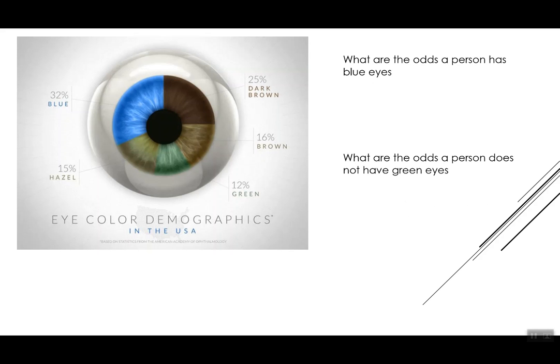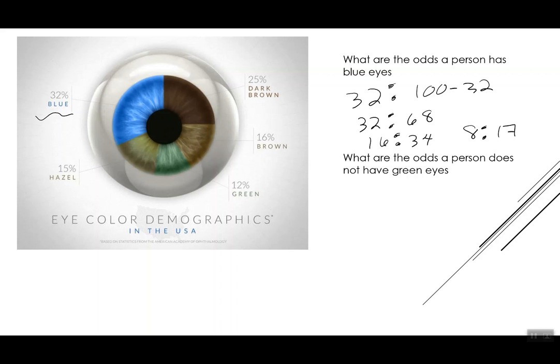Let's look at eye color. What are the odds a person has blue eyes? When I look at this picture, I can see blue is 32%, so let's write 32. Then you have to think about what's left over. So you could do 100 minus 32, which gives me 32 to 68. We can look at 32 and 68 and think, they're both definitely even. I could divide by 2. That would give me 16 to 34, and I could divide by 2 again, and I would get 8 to 17.